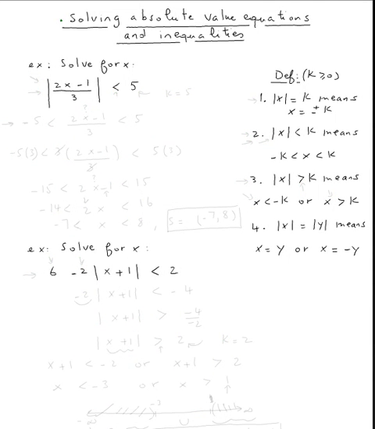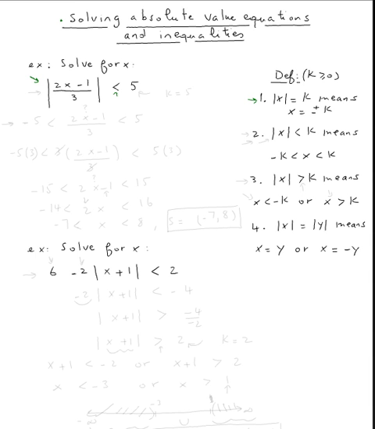The topic is solving absolute value equations and inequalities. So let's do the first example. We need to solve the inequality: absolute value of (2x minus 1) over 3 is less than 5. Does it look like formula number 1? We're not going to use formula number 1 because it has equality, and this is an inequality, less than.